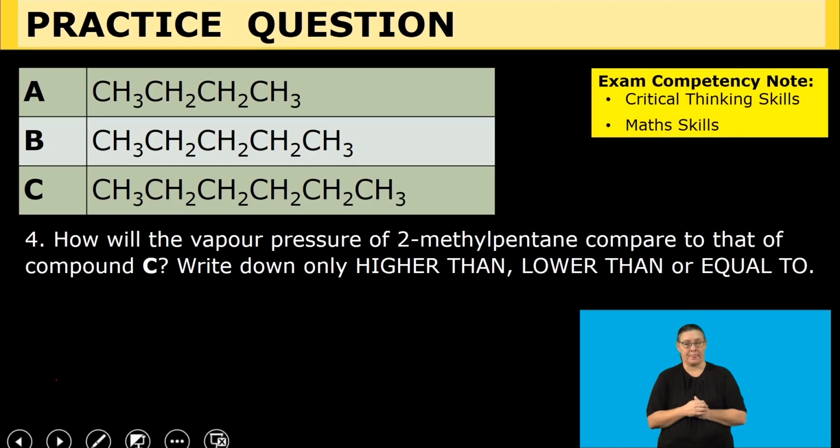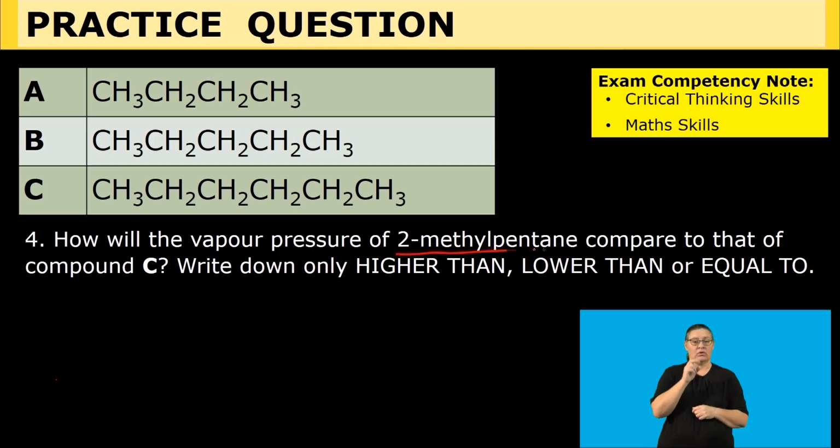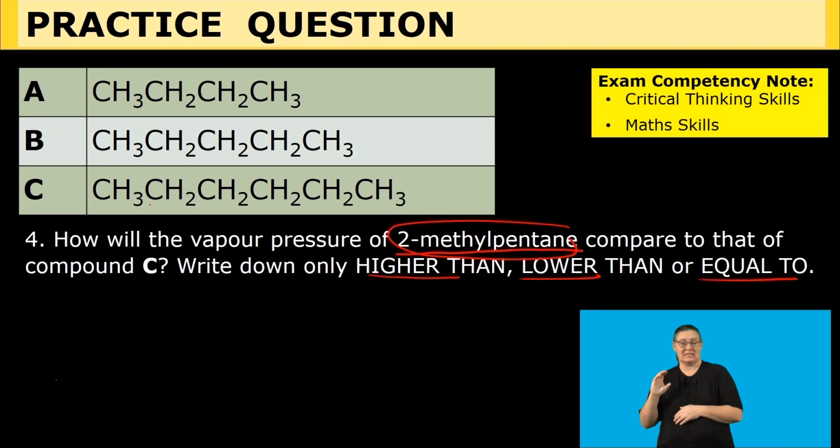Question 4 now says, how will the vapor pressure of 2-methyl pentane compare to that of compound C? Write down only higher than, lower than, or equal to. So we now need to compare 2-methyl pentane with compound C. Compound C, from the looks of it, has 6 carbons, and then it has 14 hydrogens.